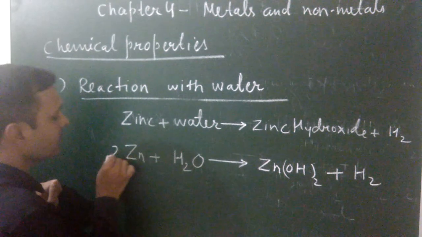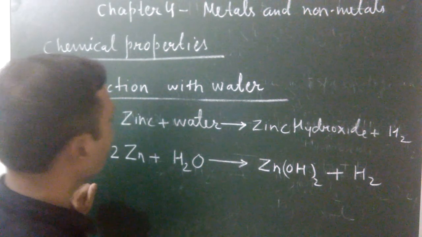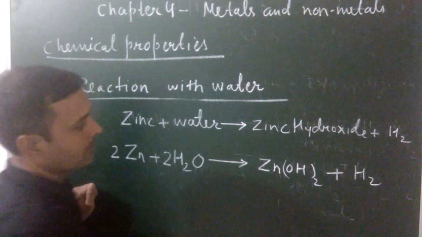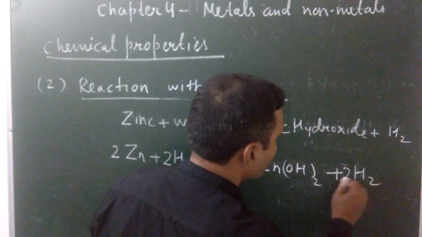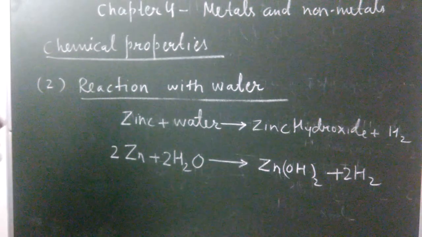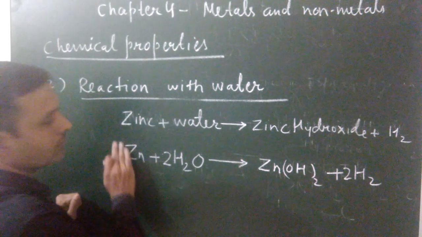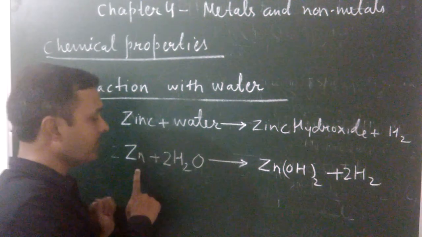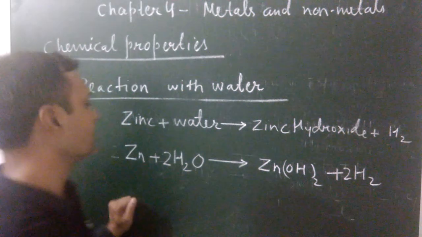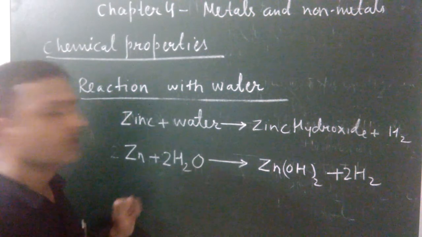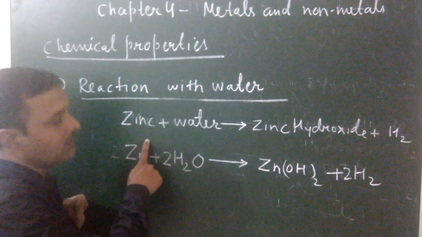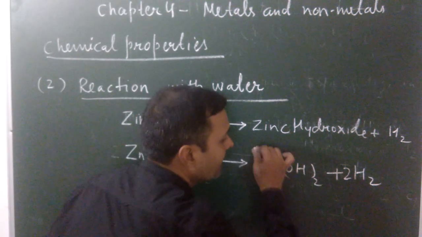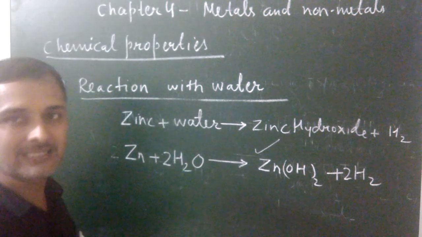You will balance it: 2 H2O on the left, and 2 H2O. Balanced. No 2 Zn, only Zn. So this is the balanced equation, because the number of atoms is the same on both sides. So what happens? When zinc reacts with water, it gives zinc hydroxide and evolves hydrogen gas.